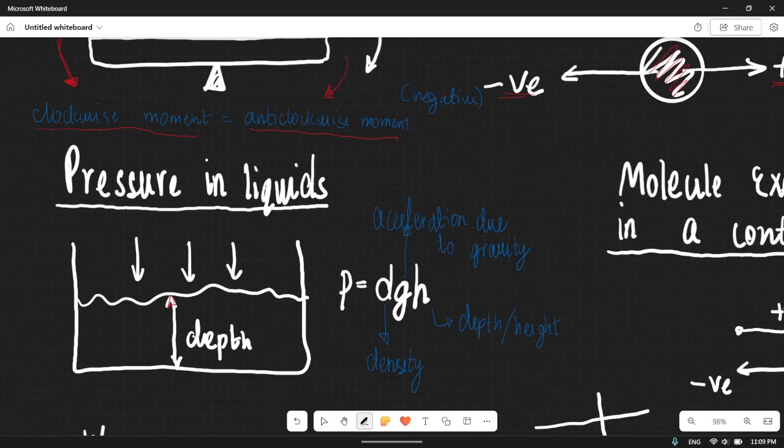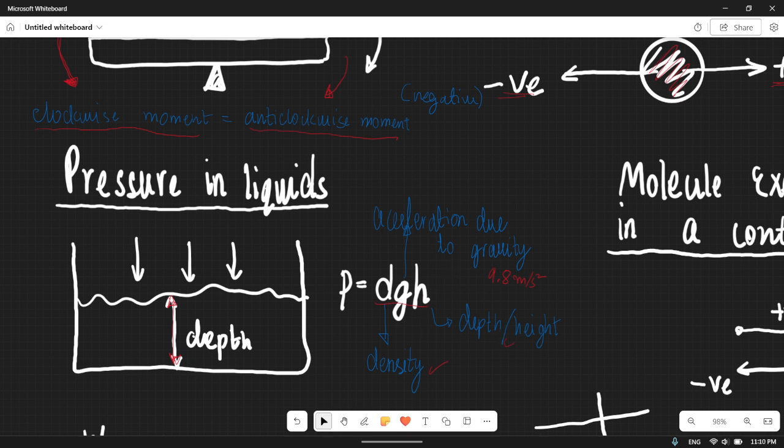So this is the depth, and when we are asked to find the pressure in liquids, we use the formula P equals dgh, where d stands for density, g stands for acceleration due to gravity, which is basically 9.8 meters per second squared, I think. Yeah, and then h is the height or depth, right?